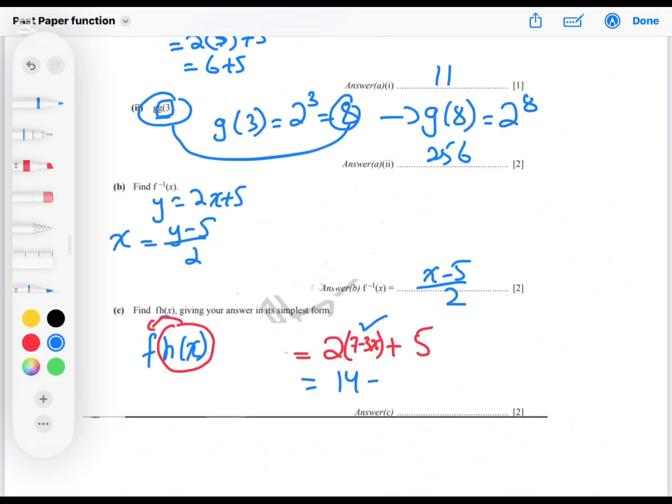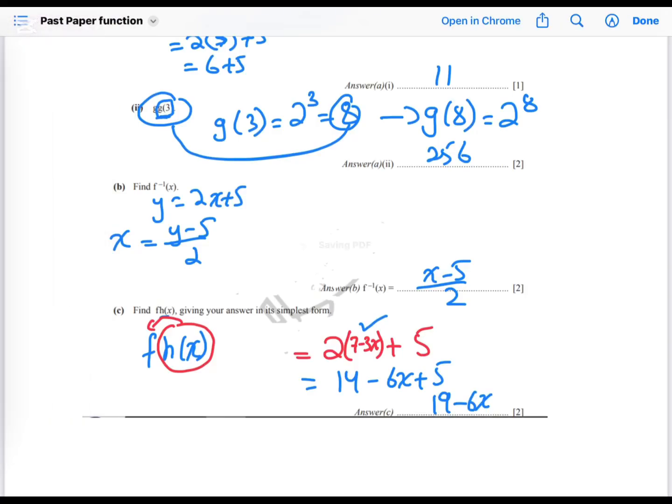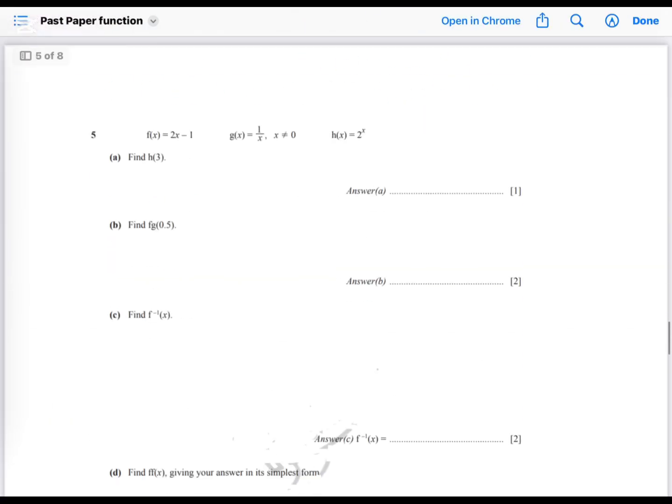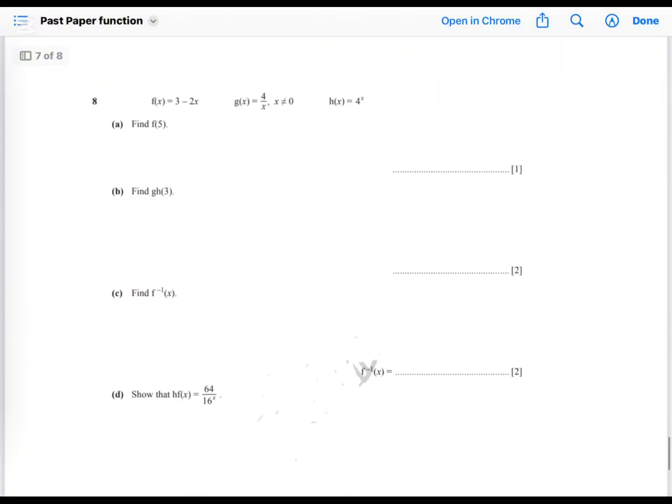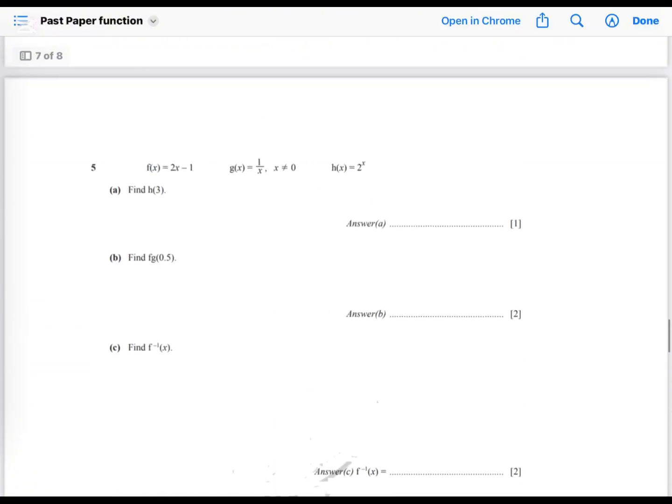2 times 7 is 14, 2 times 3 is 6, plus 5. So 14 plus 5 will be 19. So 19 minus 6x will be the final answer. So I hope everything is clear. You have to try these questions, and if you face any difficulty, you just need to comment.